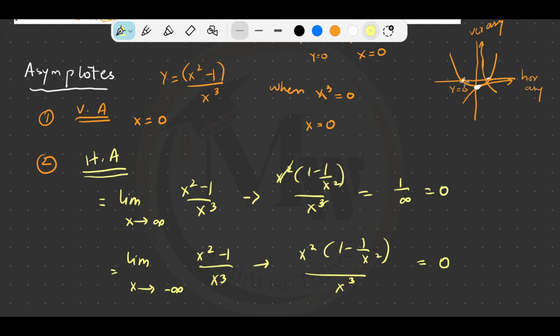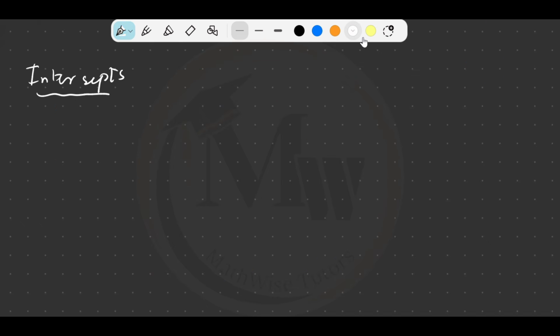Means this is the y equal to 0 line. The horizontal line is this one. So it means the function will keep going to positive infinity or to negative infinity. So by using the asymptote, we identify two things. Now the next thing is to find the intercepts.